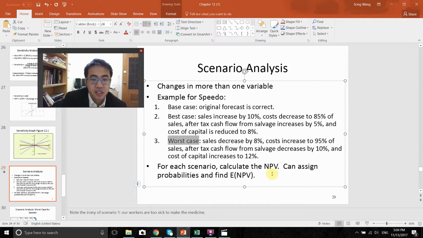And then you will assign a probability for each case. Based on the probability of each case and the NPV of each case, you will find the expected NPV, and you will find the standard deviation of all the 3 NPVs. So that's the basics of scenario analysis. In your Excel project, you will run scenario analysis using the scenario manager function of Excel and then calculate the expected NPV and standard deviation of NPV.